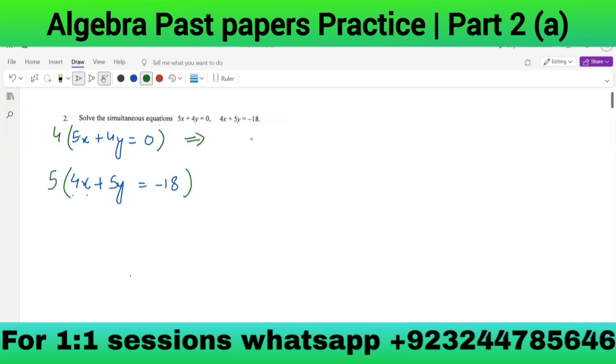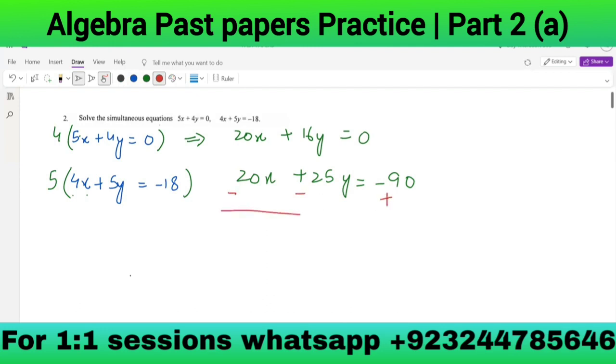So what are we going to get here? 5 times 4 is 20x plus 16y, which is equal to 0. And 5 times 4 is 20x plus 25y is equal to, what is 18 into 5? 90. So it would be minus 90. Now we need to see if we can add or subtract them. Because 20x and 20x both have positive signs, we need to subtract them.